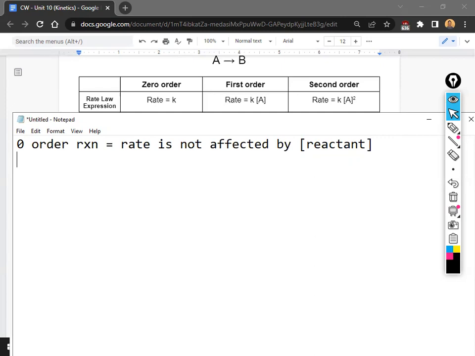Yeah, so the rate law is just going to be right here. It's only going to be affected by the constant. If you look at the reaction, rate is only equal to the k value. It is not affected by how much of the reactants you have.